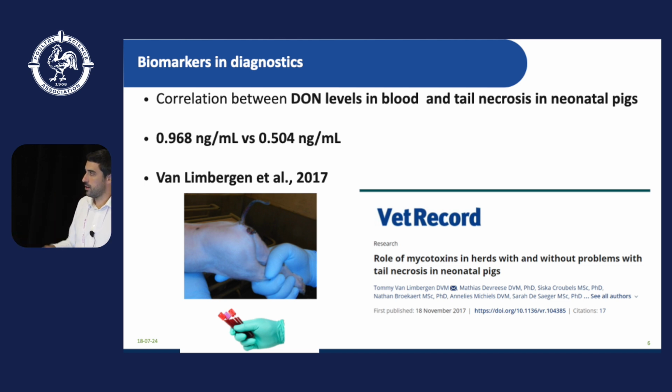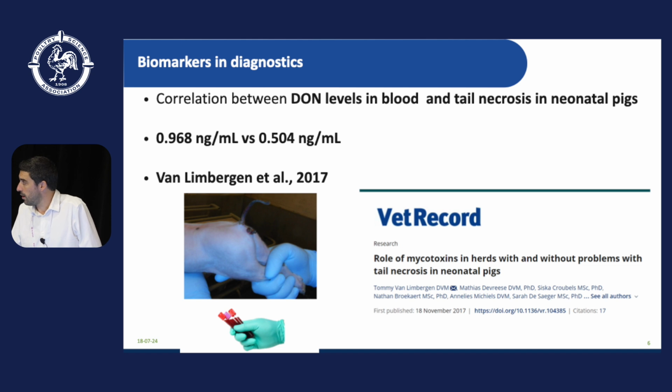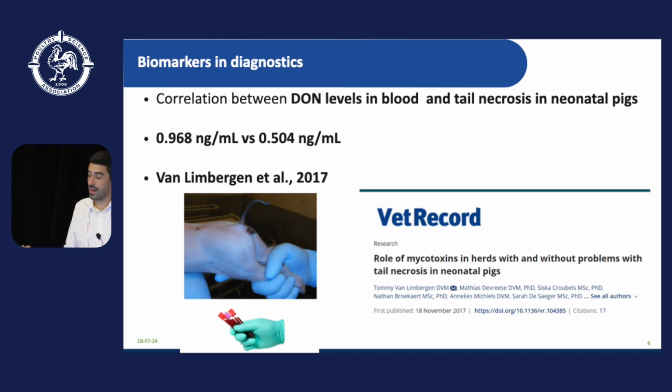There are even already some studies demonstrating how to apply mycotoxin biomarkers and the success of this technology as a diagnostic tool. I put here an example from swine, but it explains very well how this technology can be applied as a diagnostic tool because, for example, they detected that piglets suffering tail necrosis had significantly higher levels of DON in the blood than animals that didn't have these symptoms. So, as an example, mycotoxin biomarker analysis is a successful technology to demonstrate the real mycotoxin exposure.